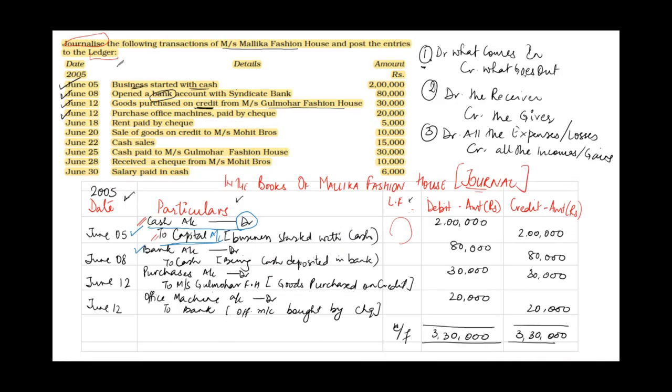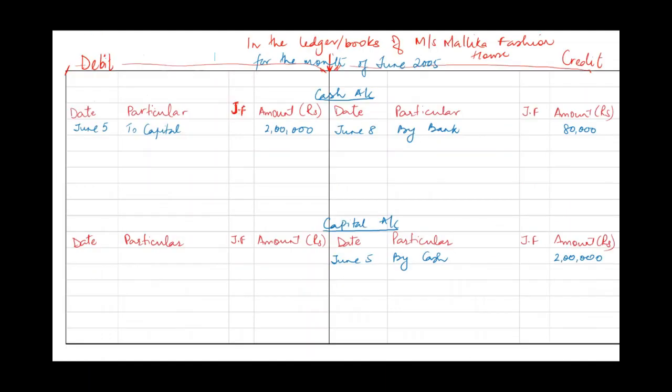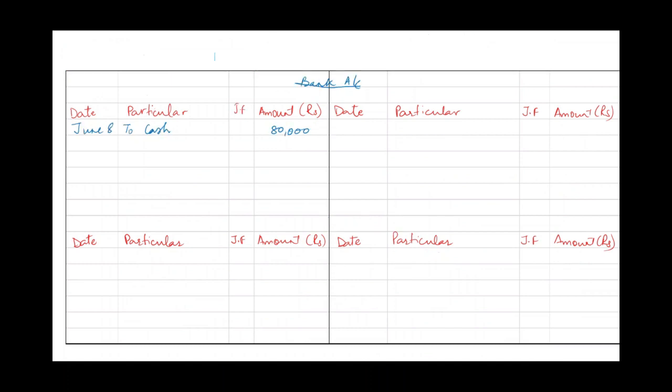My third transaction on June 12th, purchase account debit to Mrs. Gulmohar. Now I have to open two account heads, one purchases, one Mrs. Gulmohar. And this is goods purchased on credit 30,000. Okay, let me keep this in my mind. So I'll open purchase account debit, purchase account and Gulmohar account. So I have to open here purchases account, and another account I will open one more, Gulmohar account.